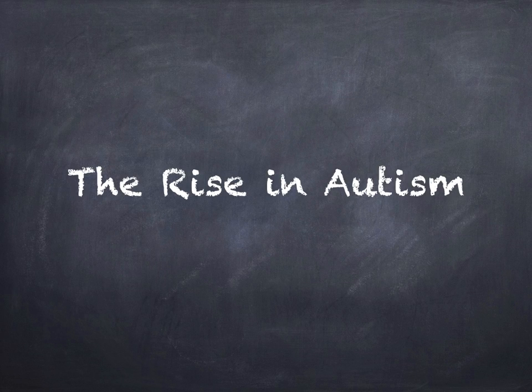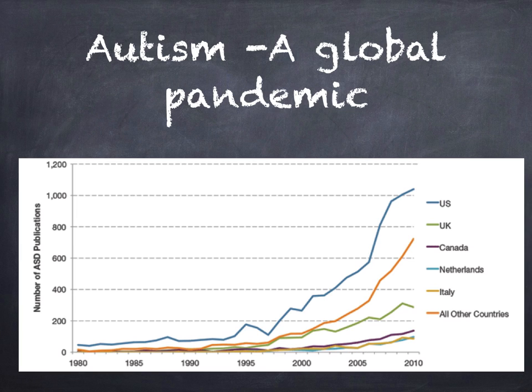In this presentation, we will look at the rise in autism. Autism is being called a global pandemic. As you can see from this graph, the autism rates are rising the world over. As you can see in the US, this is the first blue line. The US, you can see that it's dramatically increased from the 1980s right through to the present day.